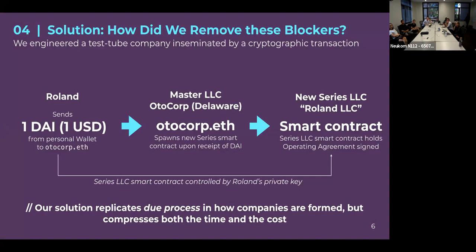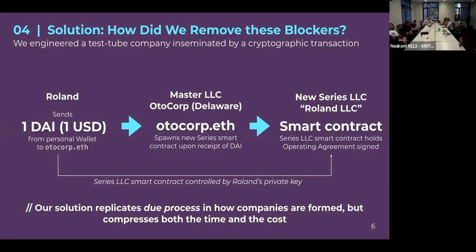The key insight is that the first member of a company can be a cryptographic address. There is no reason why on a formation certificate I cannot put a long hexadecimal string as the first owner. And so what we did is engineer what we call a test tube company. We're going to demo this in a second, but we have this here in an overview of 3 steps, where Roland, who I didn't know at this point would not be here, would be sending 1 DAI, which, as you may know, is basically 1 digital US dollar.